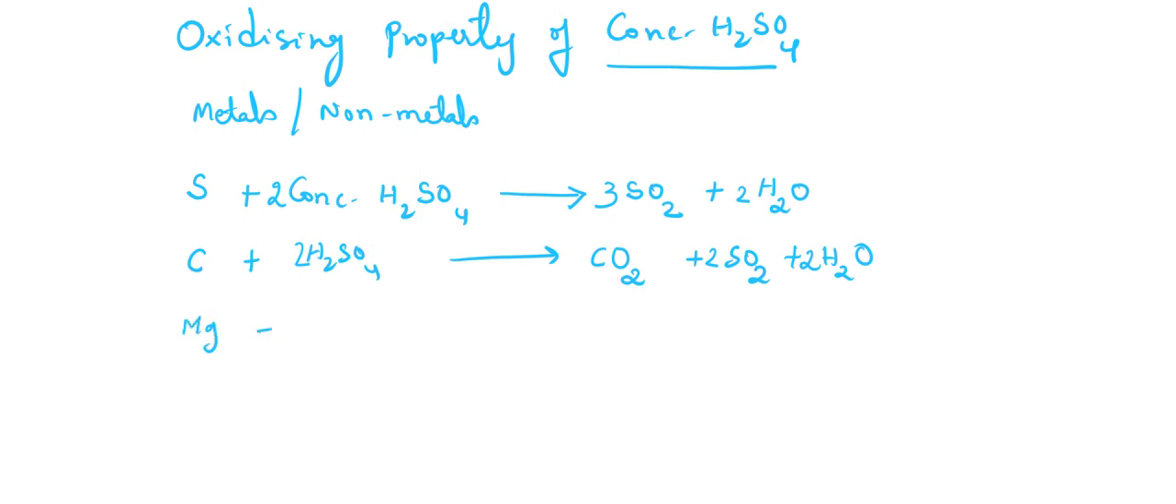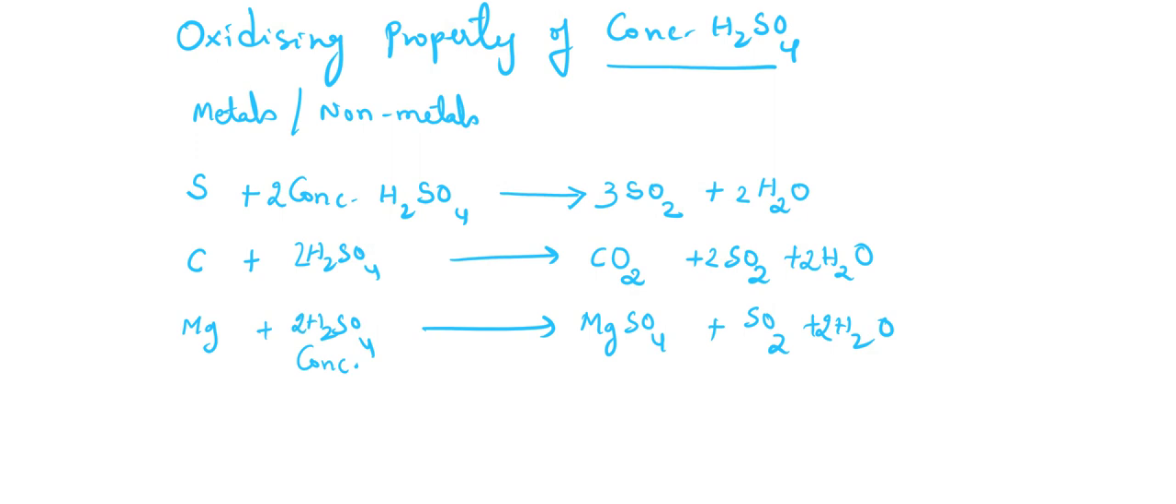Magnesium plus concentrated sulfuric acid. Here magnesium forms, don't write the simple displacement reaction. The nature of sulfuric acid is concentrated, hence it is different. Here oxidation is taking place. Here it forms magnesium sulfate plus sulfur dioxide and water. Balance the equation. 2 molecules of sulfuric acid and 2 molecules of water.